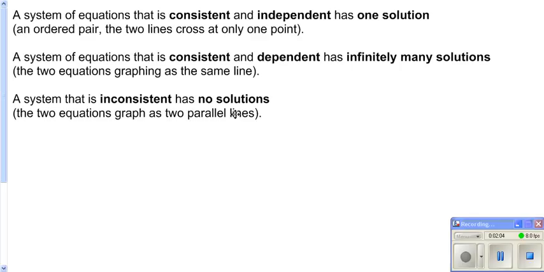We're not actually going to review the graphing of the equations because that was done in previous lessons. So you're going to just graph each line on the same graph, see where they cross, and identify the type of system.